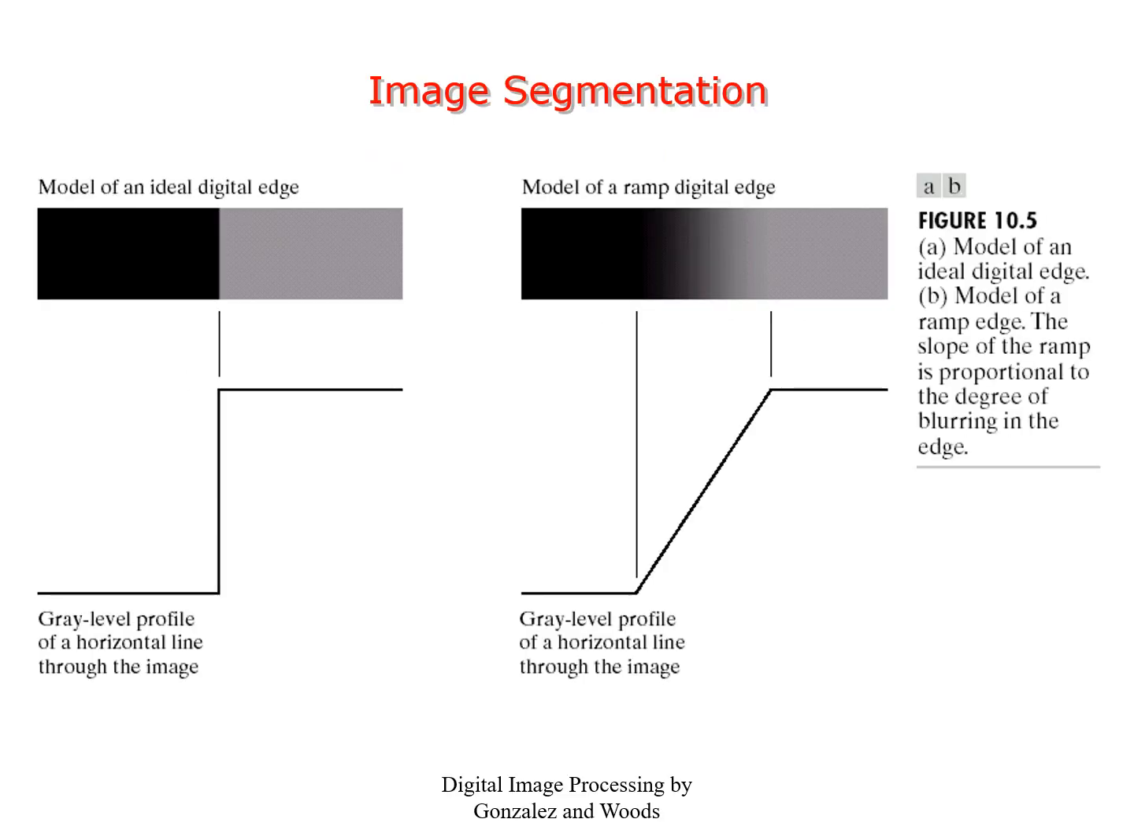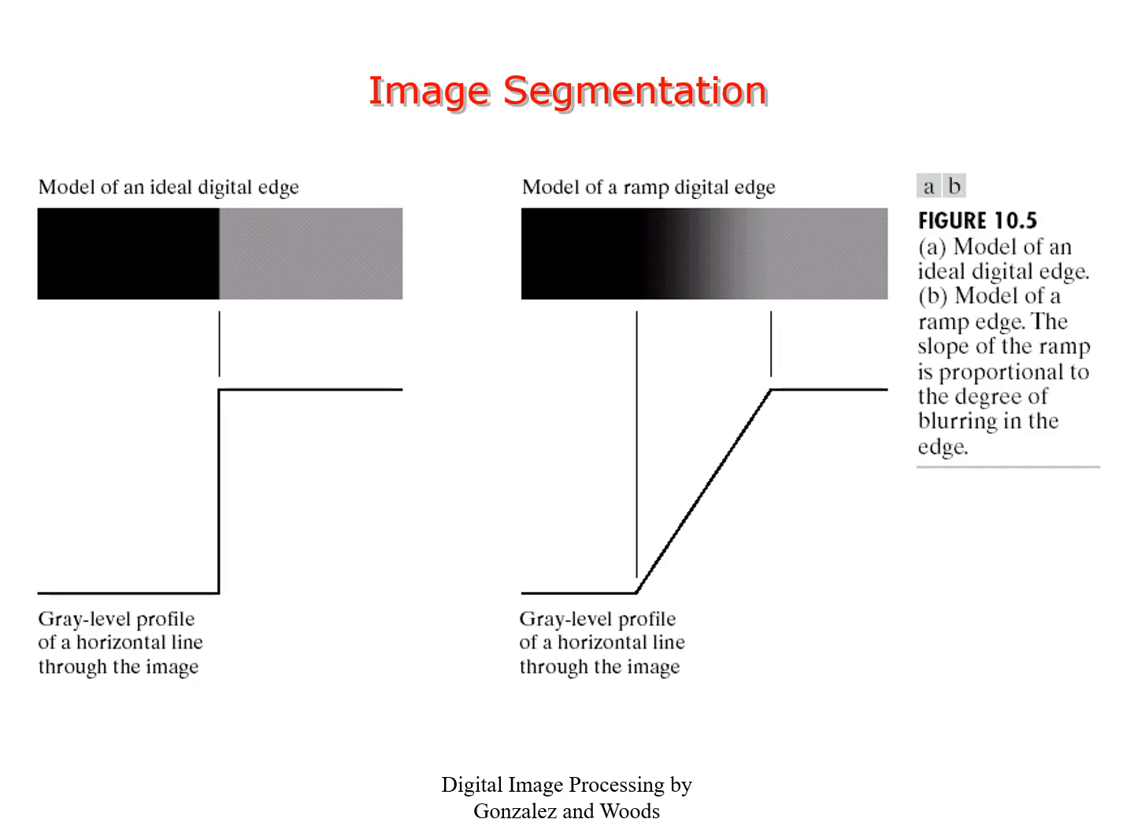So here on the left hand side, a model of an ideal digital edge is shown. There is a sharp transition or sudden discontinuity from black to gray. So that can be shown as a step signal. This is a gray level profile of a horizontal line through the image. There is a sudden change from 0 to 1.